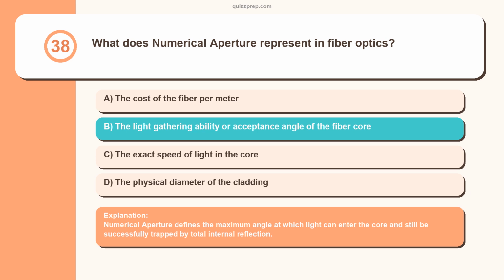Numerical aperture defines the maximum angle at which light can enter the core and still be successfully trapped by total internal reflection.